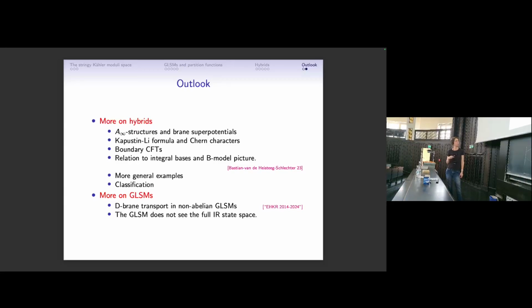So for instance, there is deep brane transport in non-abelian GLSMs to be studied, because the non-abelian GLSMs also have hybrid and more exotic phases where we very often don't know the mirror. So this is actually the main thing to do, but we still need to understand these correspondences better. And another technical problem is that the GLSM doesn't see the full state space of the theory. So the CFT has more states than the GLSM sees, and that's a bit of a bottleneck in these calculations. All right, that's it. Thank you for your attention.